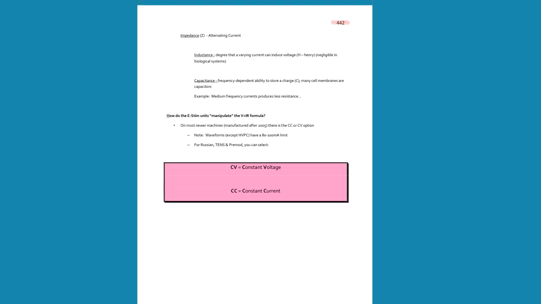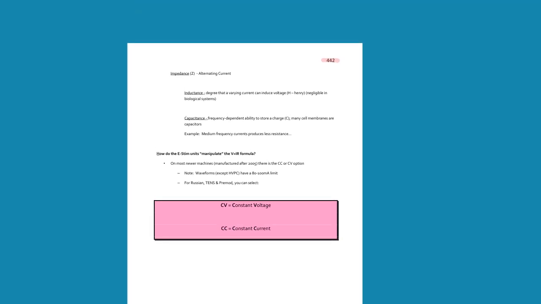All right. Well, we are on page 442 of the modalities guide, and we're going to focus on something that is sometimes a little tricky in the beginning to understand. And that's going to be the difference between constant voltage, or CV, as you're going to see on the machines, and constant current as CC.